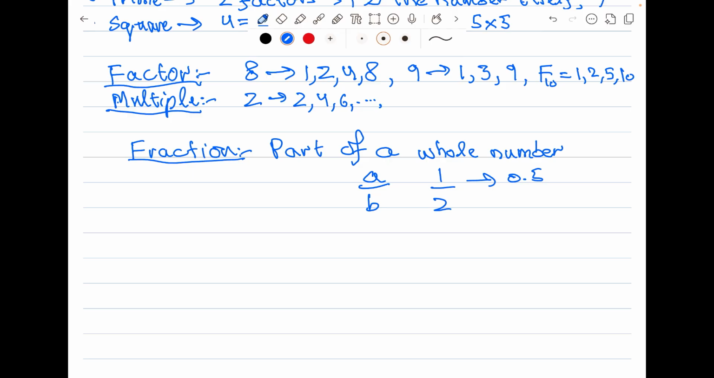That's the fraction. And then there are the types of fractions, right? For example, 4 over 3. This is the numerator, and this is called the denominator, right? So the fraction in which the numerator is greater than the denominator is called an improper fraction.